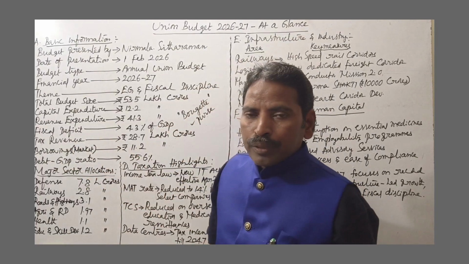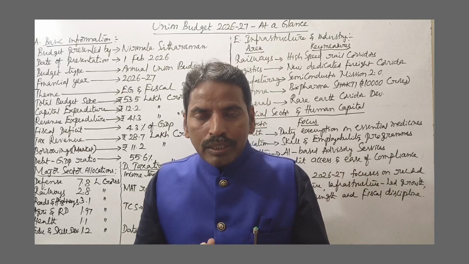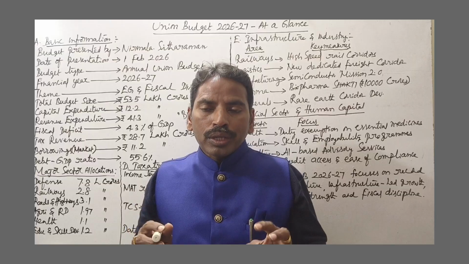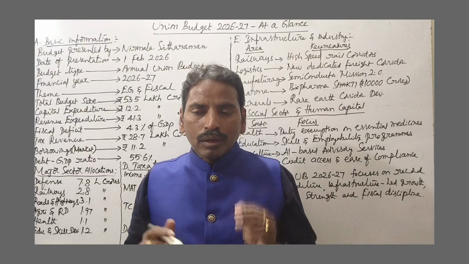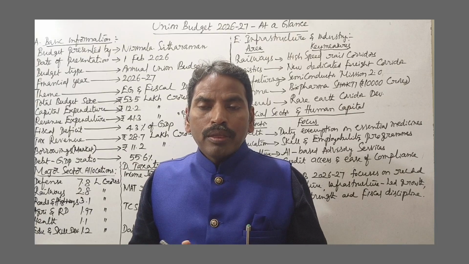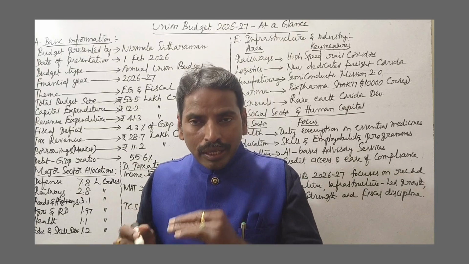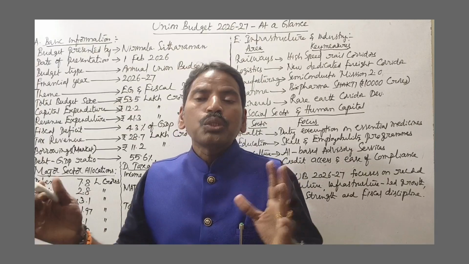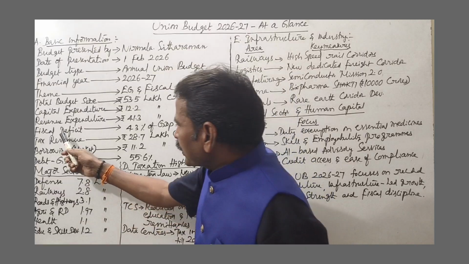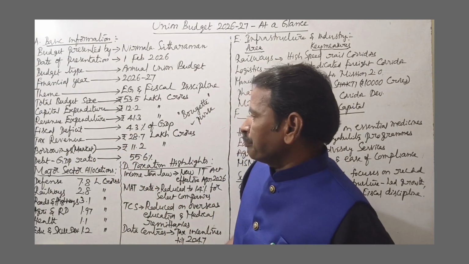Fiscal deficit. Fiscal deficit means total expenditure minus total revenue, excluding market borrowings and other liabilities, or capital receipts plus revenue receipts, excluding market borrowings and other liabilities, minus total expenditure. That is called fiscal deficit. Fiscal deficit is 4.3% of GDP.